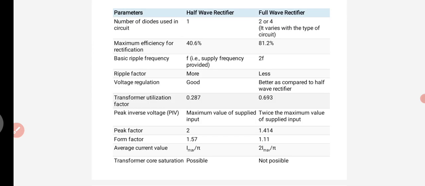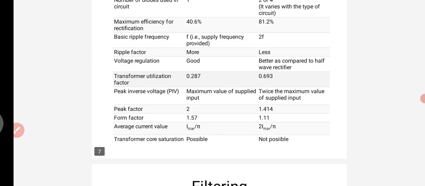Next one is ripple factor. So the ripple factor is more in half wave rectifier, less in full wave rectifier. Next, voltage regulation. In half wave rectifier, the voltage regulation will be good. And in case of full wave rectifier, better as compared to the half wave rectifier.